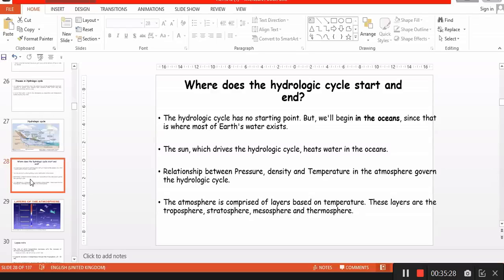The atmosphere is comprised of layers based on temperature. These layers are the troposphere, stratosphere, mesosphere, and thermosphere. We are going to study these four layers because they are very important as far as atmospheric structure is concerned. So we will study the troposphere, stratosphere, mesosphere, and thermosphere. We will discuss this later. Please make a note on this.